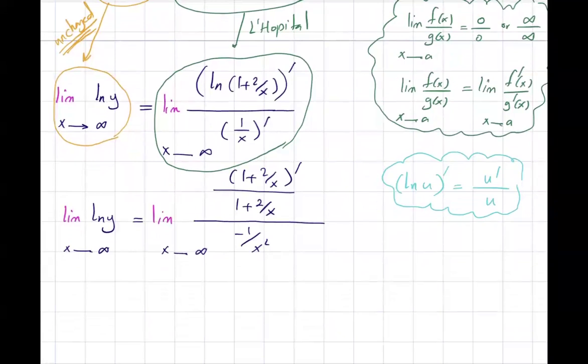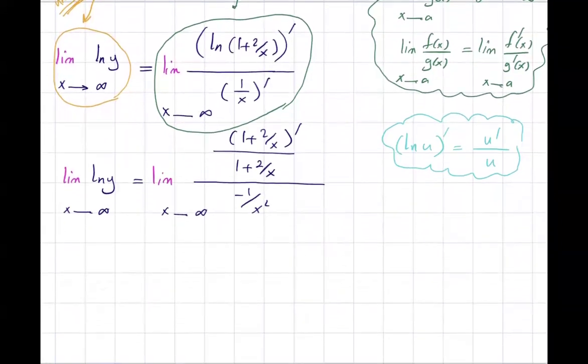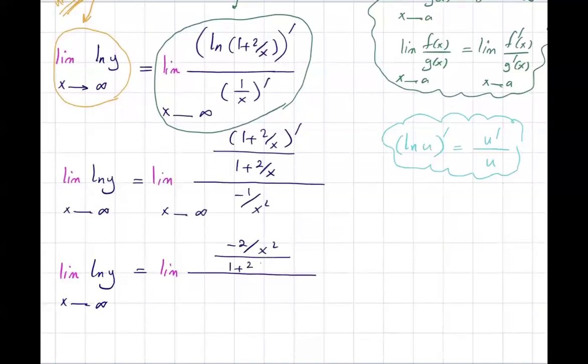So the limit on the left stays the same. We are not changing anything. The limit of ln of y as x goes to infinity is equal to the limit. Well, here I have a long division, and the derivative of 1 plus 2 over x is negative 2 divided by x squared, over 1 plus 2 over x, divided by negative 1 over x squared. Okay, hope you can read this easily.